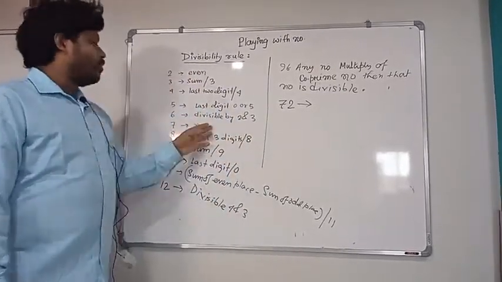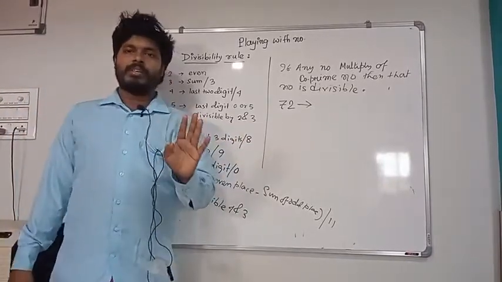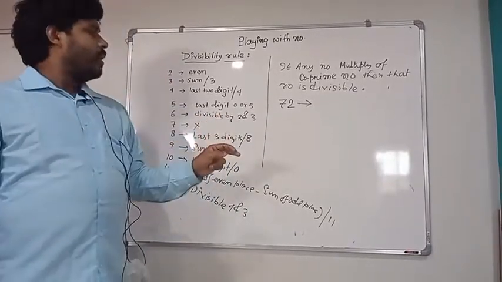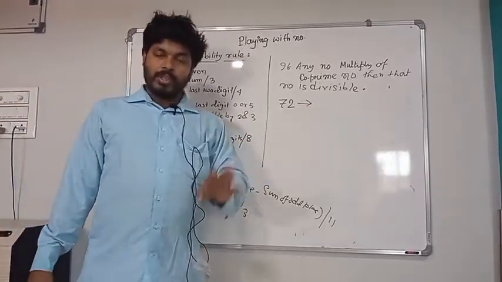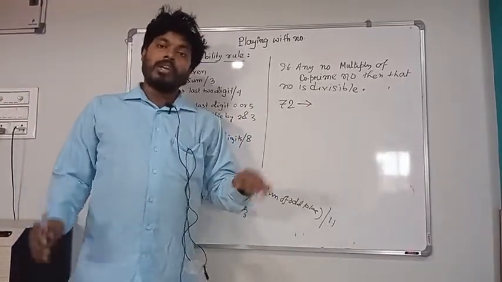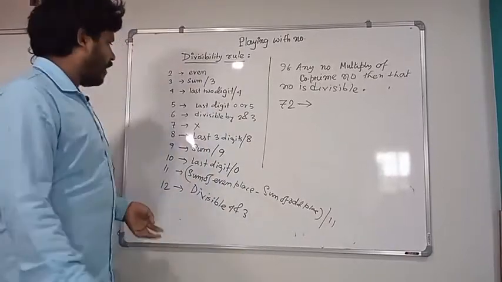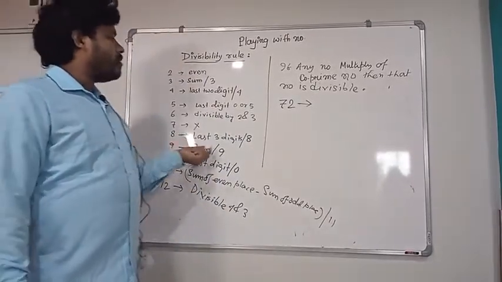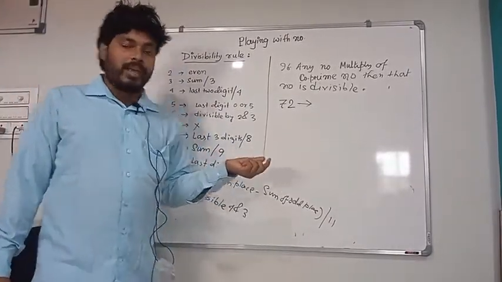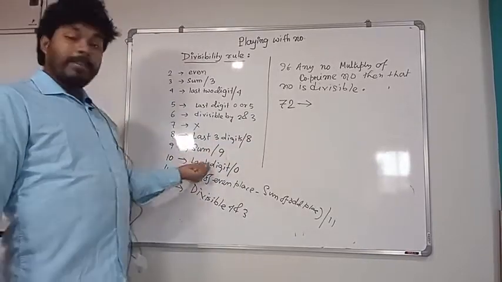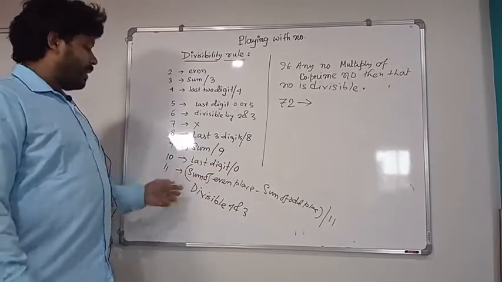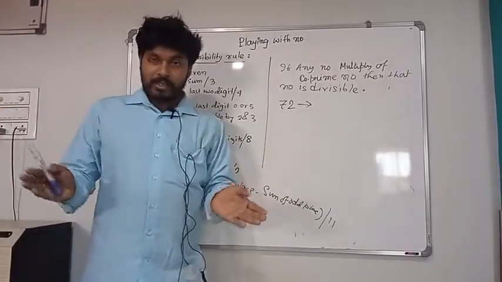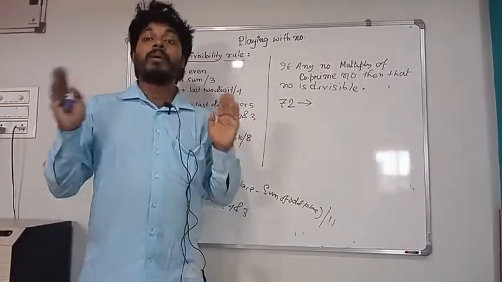Now 7, no need to memorize it because it is very difficult. Before using the property, to check whether it is satisfied or not, you can divide the number first. Then 8: the last 3 digits should be divisible by 8. For 9, if the sum of digits is divisible by 9, then the number is divisible by 9. For 10, the last digit is 0.